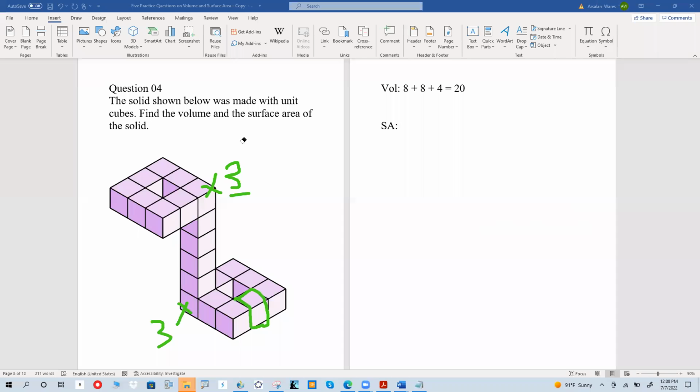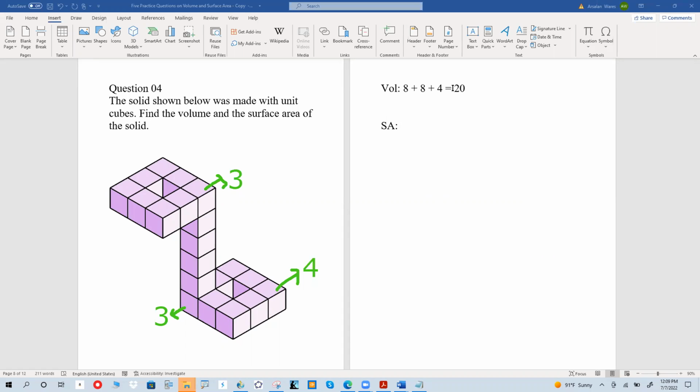Let's do it nicely. This one has 3 exposed faces, and this one has 3 exposed faces. Everything else has 4 exposed faces. I'm going to give you 1 example, only 1. How do we write it?